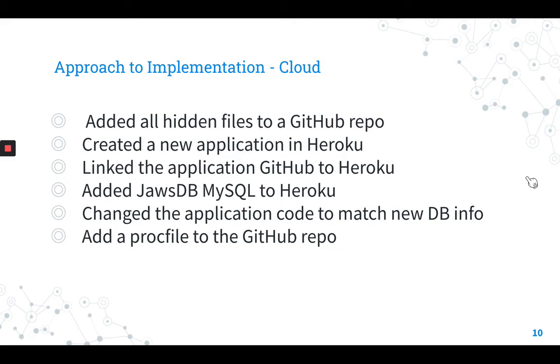And then for the cloud, we just put all of our hidden files for this project into a GitHub repo, and we made a new application in Heroku, linked everything together with the build pipeline that Zach was talking about earlier. And then we used the JAWS DB MySQL in Heroku and changed that application code to match the new database information, just to make sure everything was working correctly.